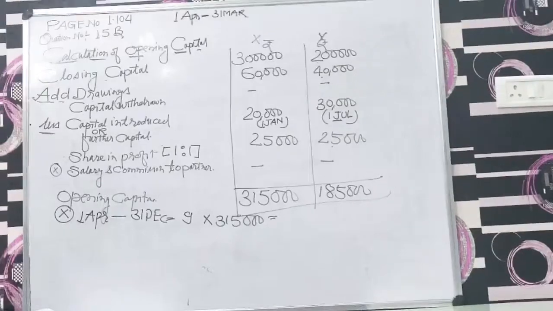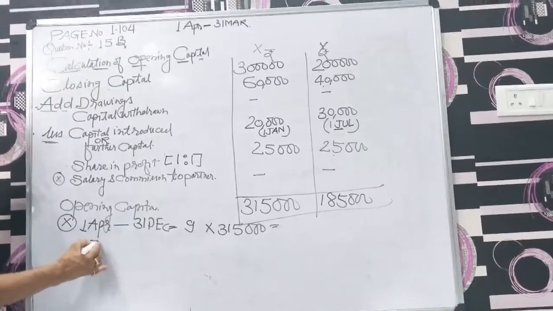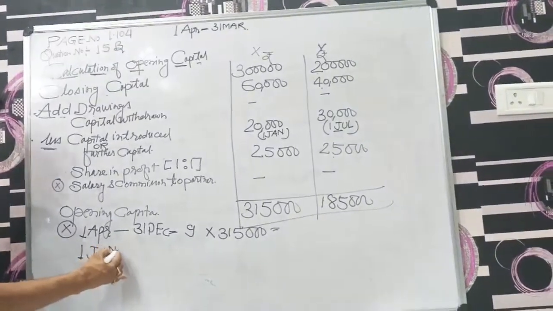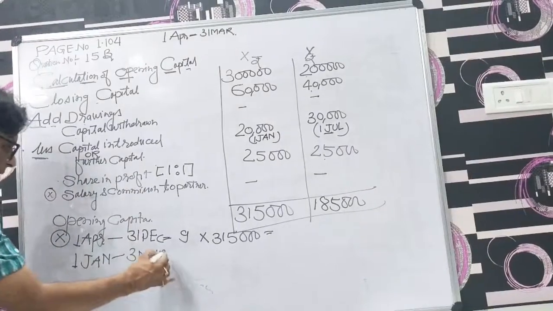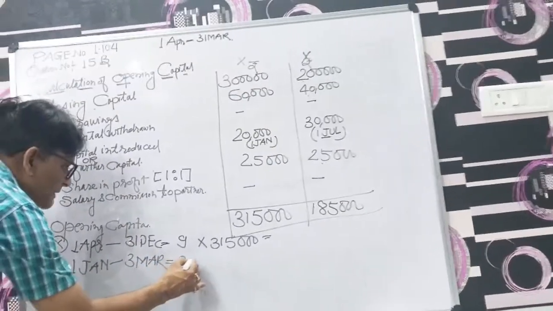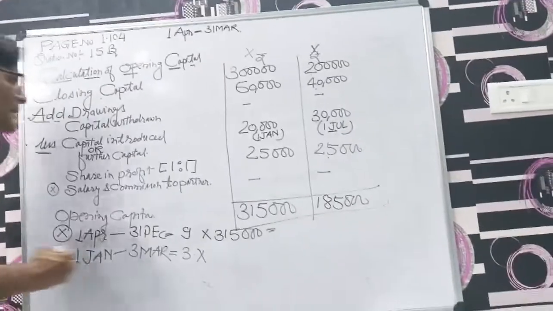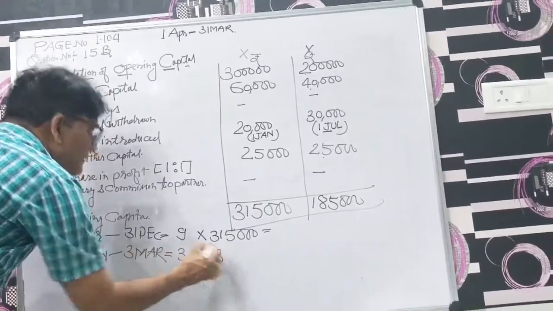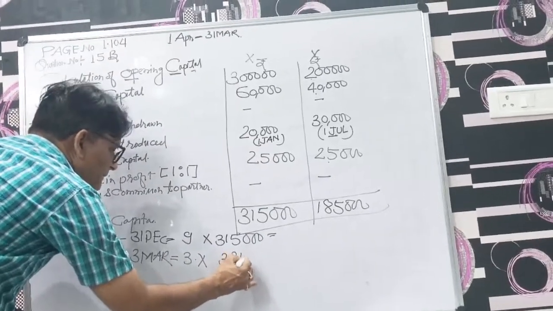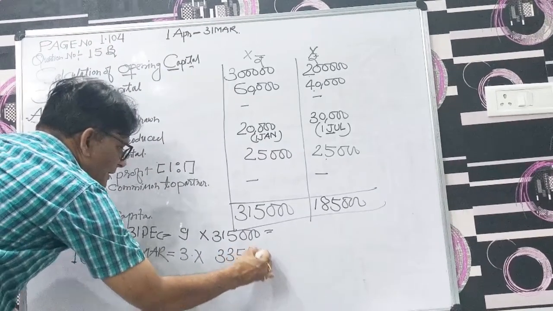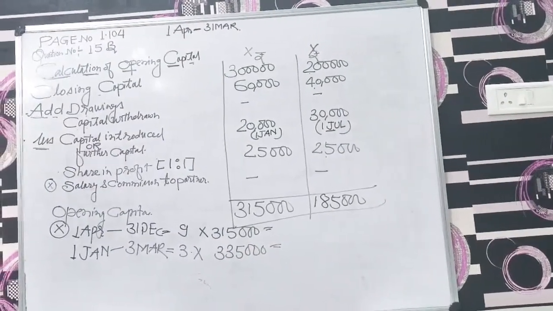Then X introduced 20,000. So from 1st January to 31st March, for 3 months, the capital of X, instead of 3,15,000, it would be 3,35,000. Let us find the product, and we will solve this particular question.